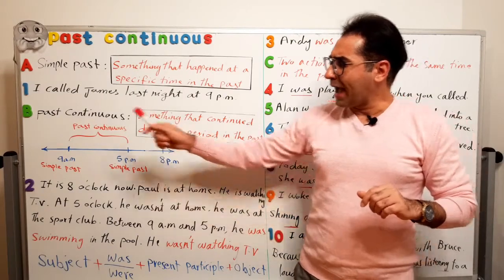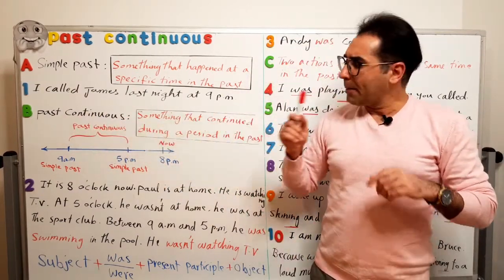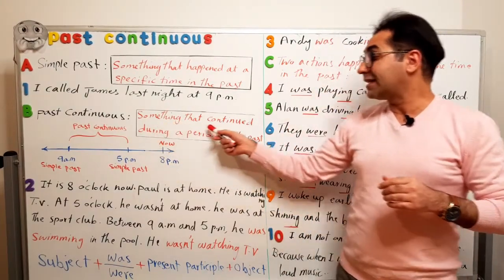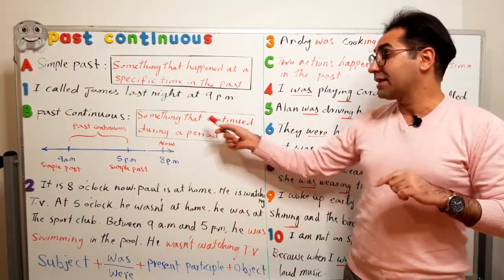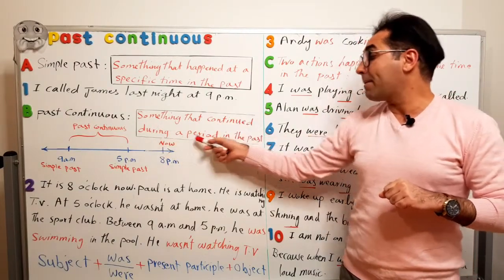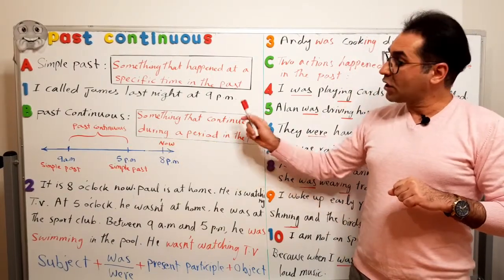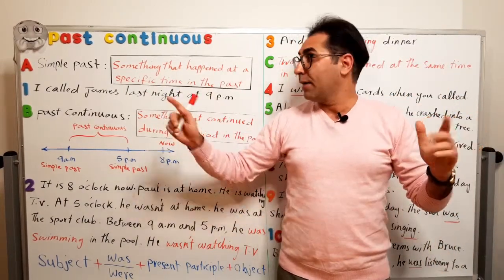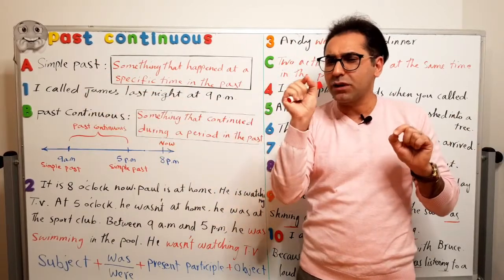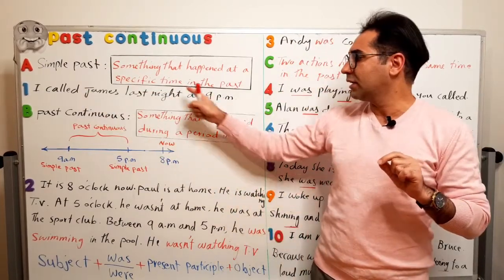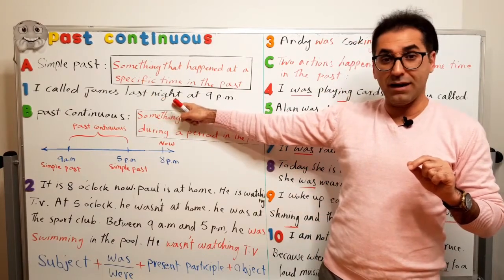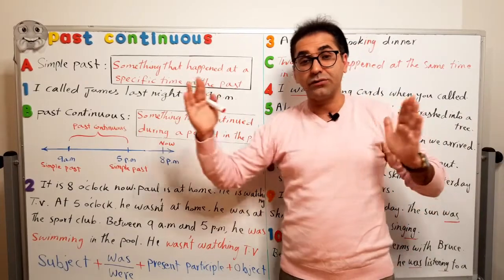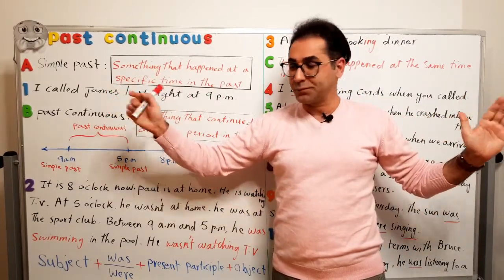So what is past continuous? Past continuous is also about the past. For example, something that continued. This is important: something that continued during a period in the past. So as you can see, this one is about a period of time in the past. But simple past is about a specific time in the past. As you can see here, we have last night, simple past, or 9 p.m., simple past. But here we have got a period of time, a length of time.